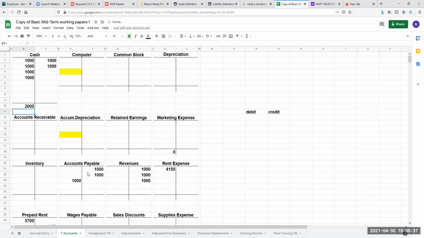I just don't want to use hard numbers. Now here's a liability. You charge on your credit card 1,000, then you charge another 1,000 on your credit card, and then you pay 1,000. So what's the balance? Yeah, 1,000. That's your balance, what you owe on your credit card.